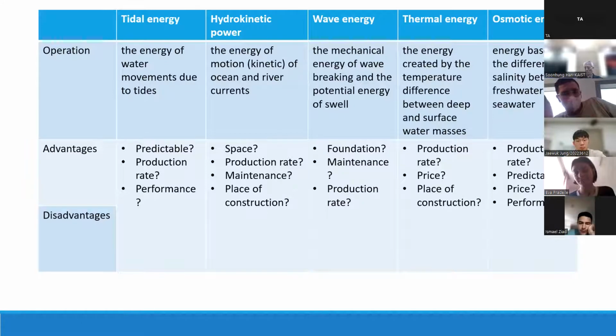Yes, it's predictable because it's periodical. Every 12 hours, it depends on the moon. Yeah, right. So then is it an advantage or a disadvantage? It's an advantage. Right. What do you think about the production rate of tidal energy? Is it continuous? Is it intermittent? So it's intermittent.